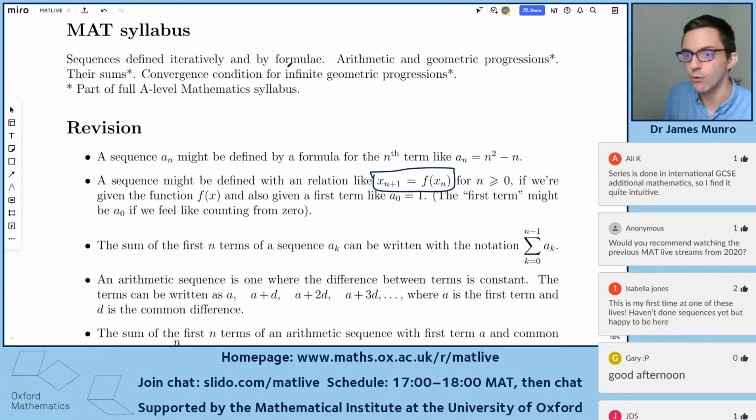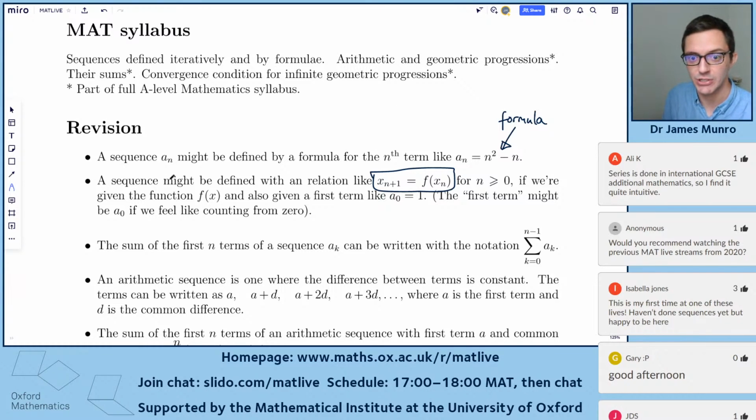And also by formulae, formulas or formulae. So we might give you a formula like this. That's a formula. I think if you're given the choice in life, being given a formula is great. It's much easier to work with than being given some complicated relation between the terms of the sequence. We expect you to know about arithmetic and geometric progressions.